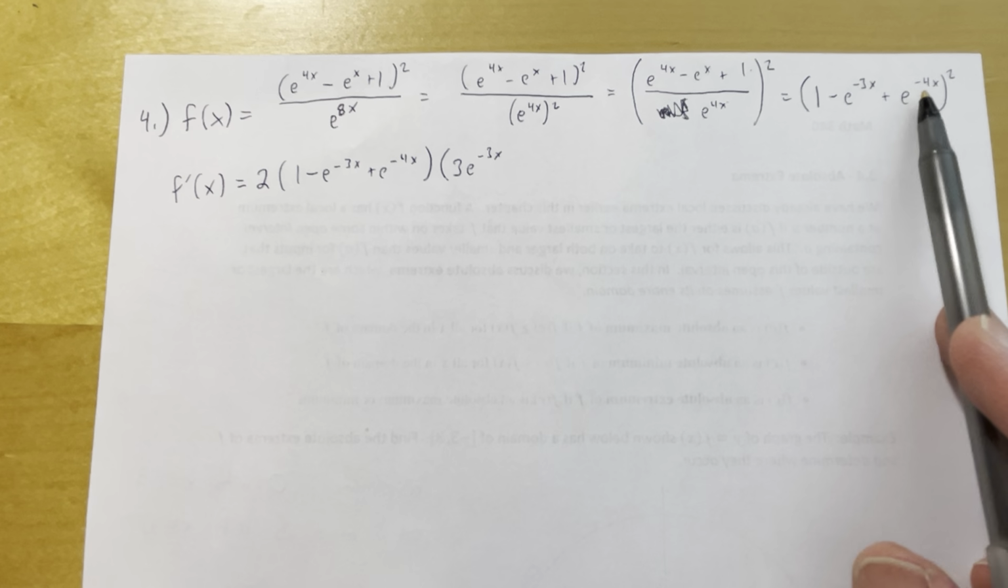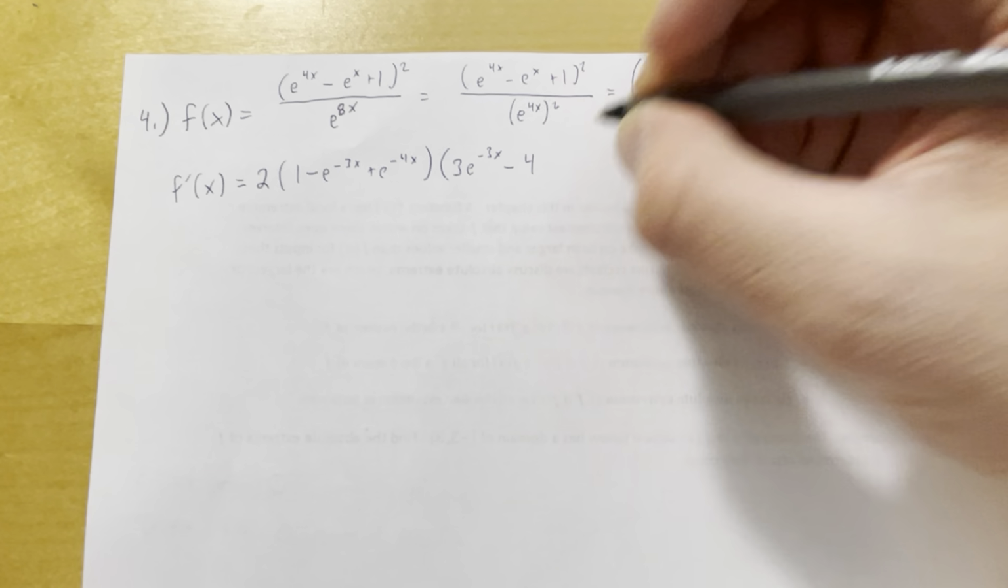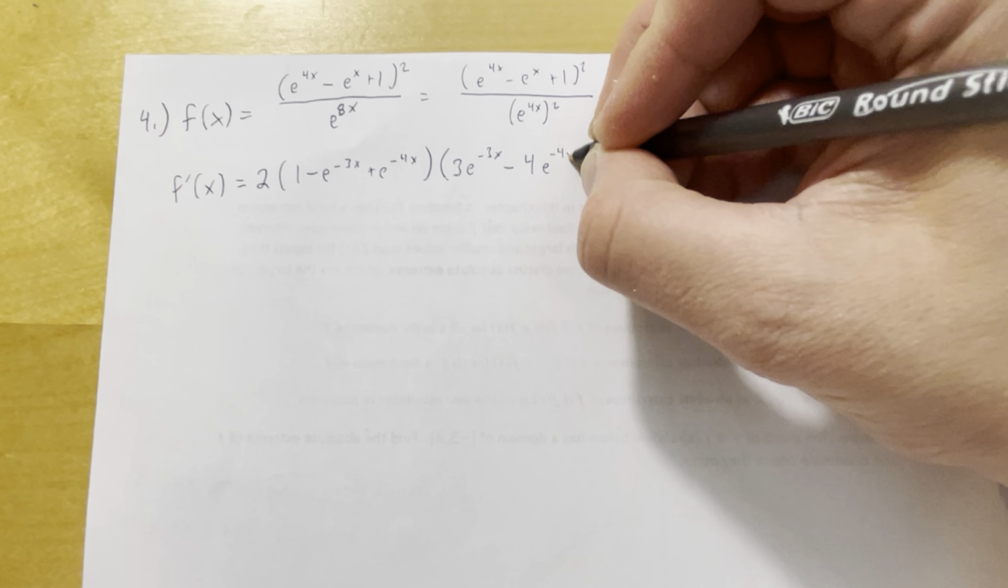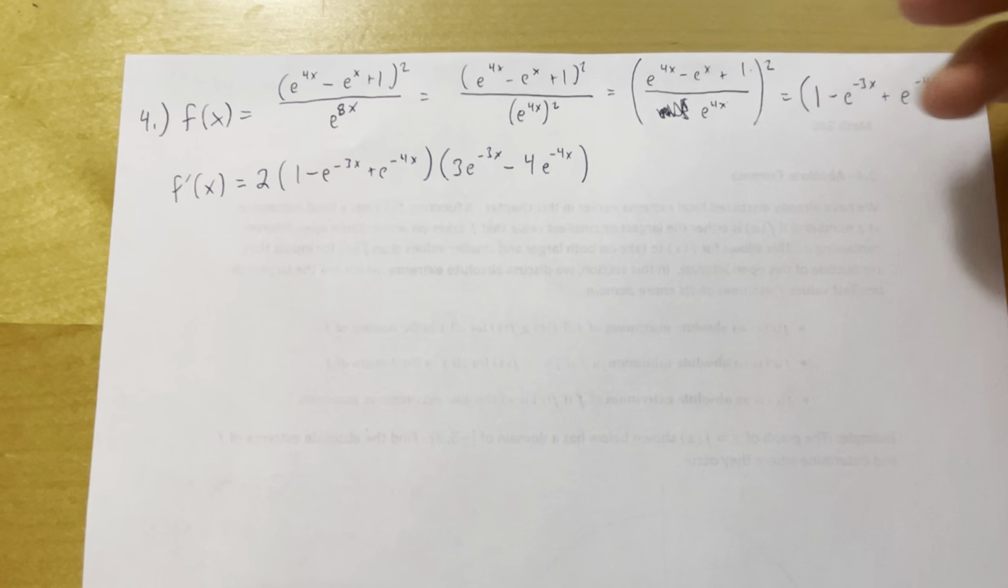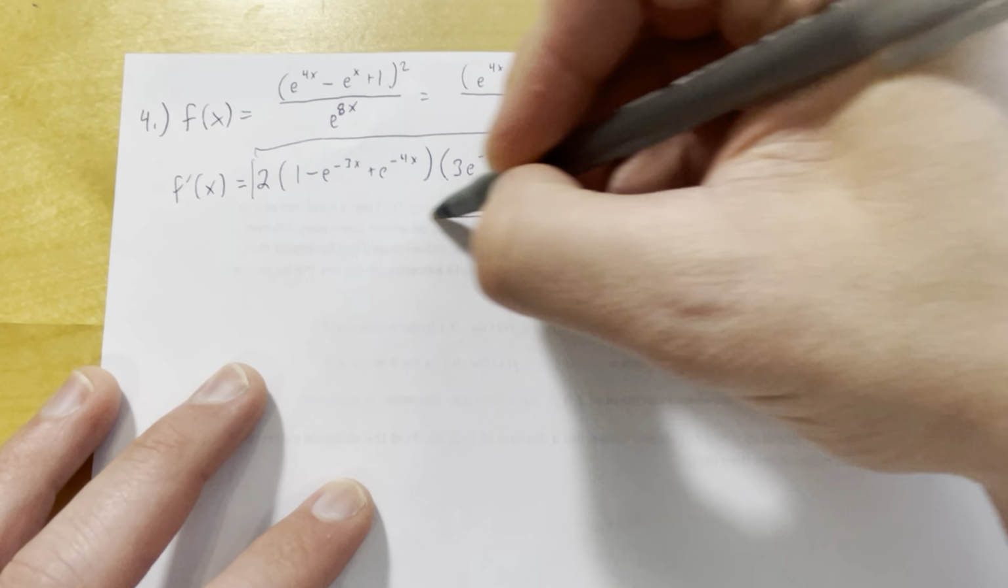And then here, similarly, a negative 4 will come out. I had a plus there before, so it's going to actually be negative this time. Minus 4e^(-4x). Okay? And that is exactly how I would want to leave that.